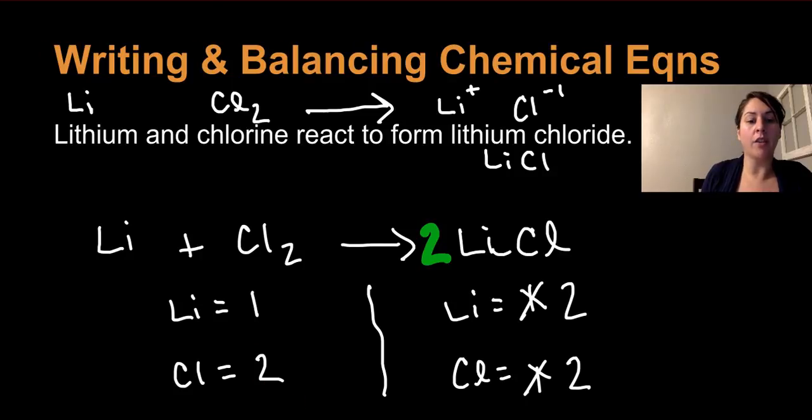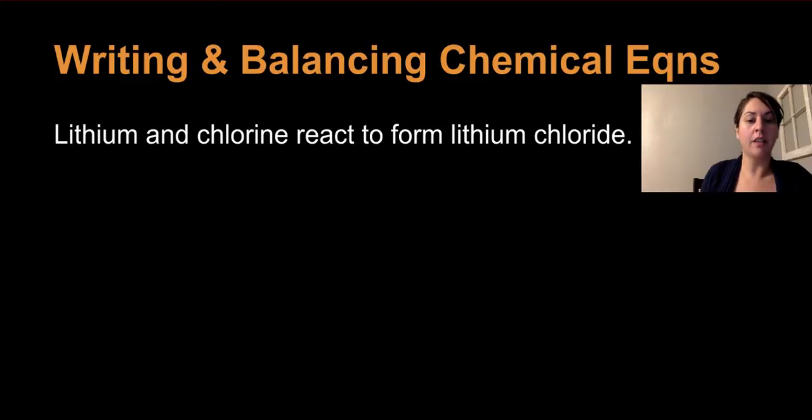So now I have to go back to this side, and I have to add my coefficient here. Okay, and that means I'm going to have 2 lithiums now, so I can go ahead and double check that. I have 2 of each one of those, and it's balanced, and so that's a great thing to be able to do, and we're going to do more practice. Let's do one more, and then I will set you free to do some practice.